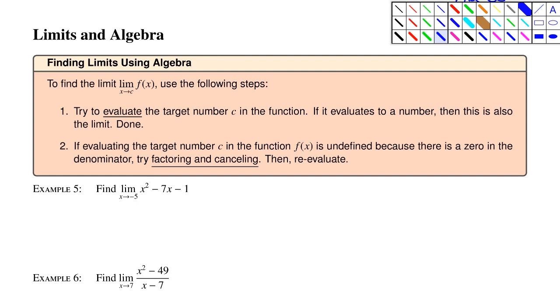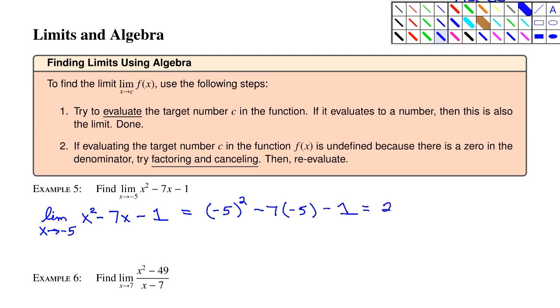Find the limit as x goes to -5 of x squared minus 7x minus 1. So the first thing you want to do is rewrite the problem. And we try part 1, evaluation. So we evaluate -5 squared minus 7 times -5 minus 1. That's equal to 25 plus 35 minus 1, and that would be 59. So because it worked, that's the limit as well. So everything is good for that one.